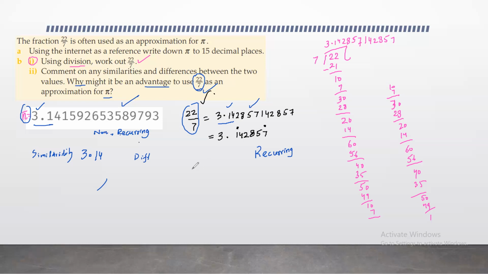I hope you get the difference between pi and 22 over 7. Both are acceptable. For the first three significant figures, we can use either 22 over 7 or pi, but the main difference is one is recurring and one is non-recurring, meaning one is rational and one is irrational.